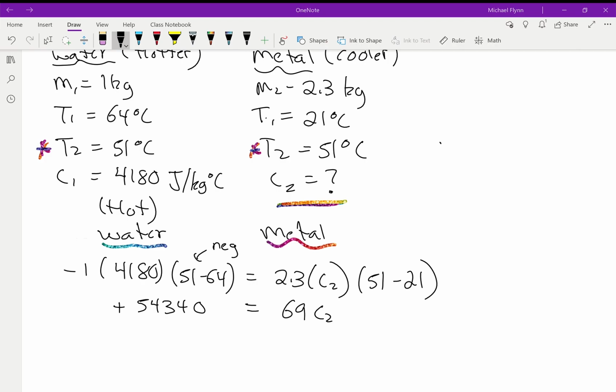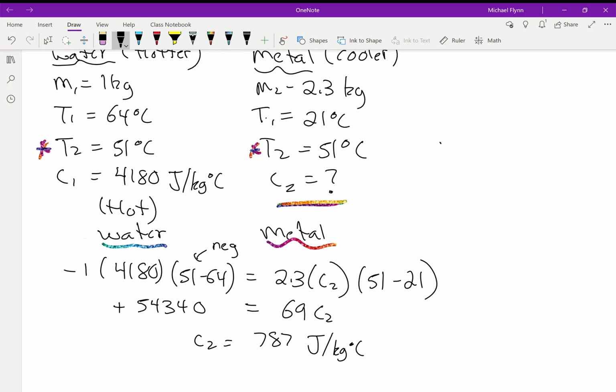All right, so now it's very straightforward, the algebra here: 54,340 divided by 69 equals, I get 787 joules per kilogram degrees Celsius. Now, my experiment was very crude. Normally you would do it in some kind of insulated container. It's called a calorimeter. I just did it in a plastic cookie container, okay, and so there was lots of heat loss.